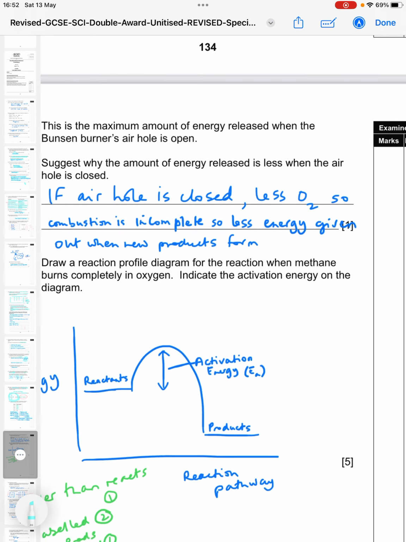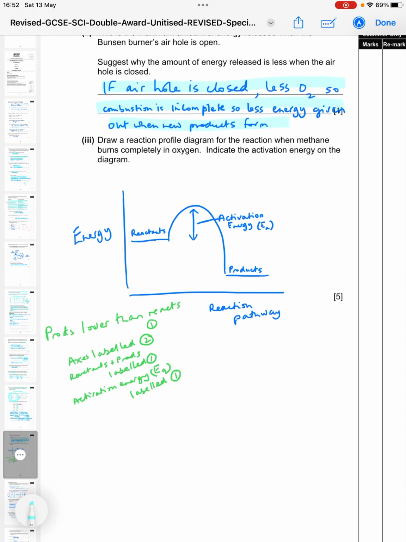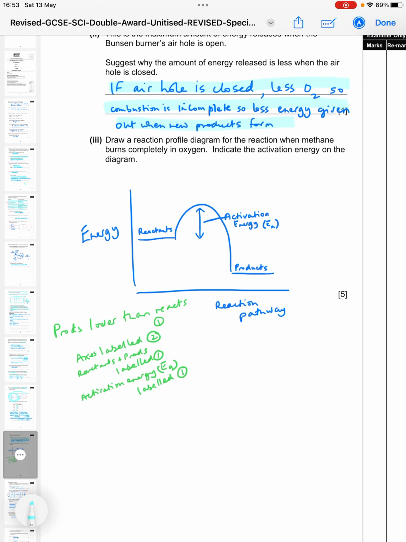So then this is the maximum amount of energy released when the Bunsen burner's air hole is open. Suggest why the amount of energy released is less when the air hole is closed. Well, that's just saying, basically, do you understand how combustion works? Which is, when it's complete, you're getting more energy. So if the air hole is closed, less oxygen is getting in. So combustion is incomplete, so less energy is given out when the new products form.